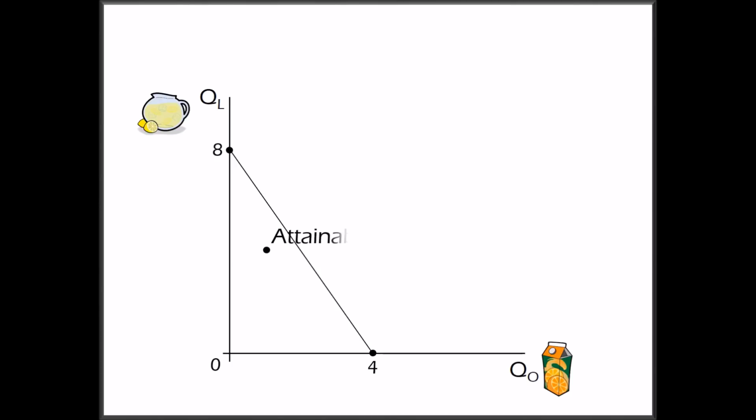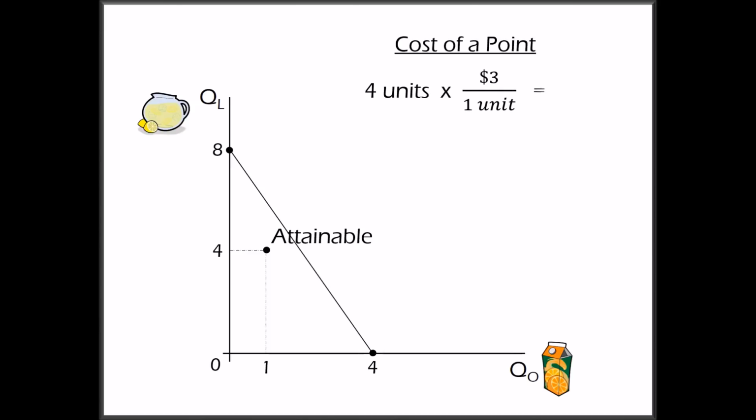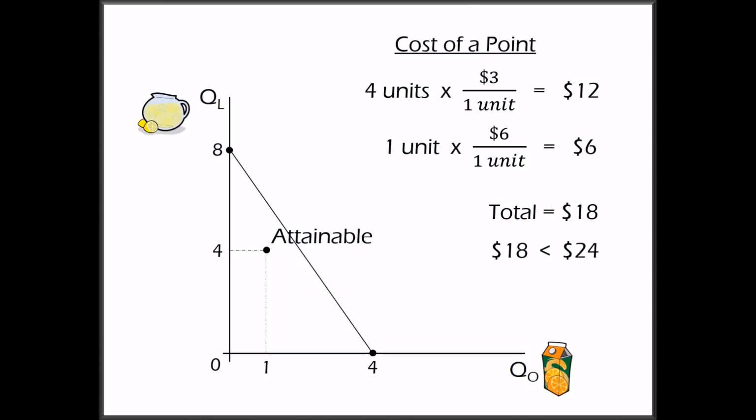A combination can be called attainable if it falls below the CPC. For example, that point could have the coordinates 1 unit of orange juice and 4 units of lemonade. When a point is below the line, it requires less money to buy than the total budget available. In this case, 4 units of lemonade at $3 each will cost $12, while 1 unit of orange juice at $6 per unit will cost $6. The total cost of this combination is $18, which is lower than the budget of $24.